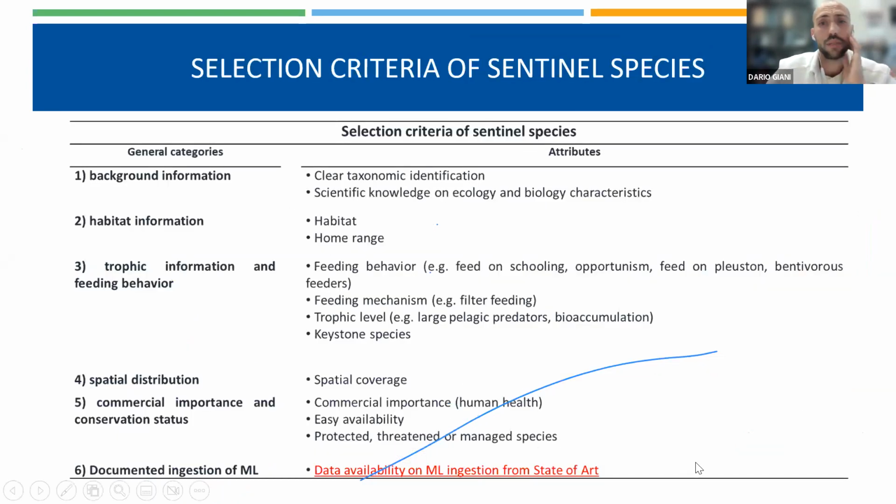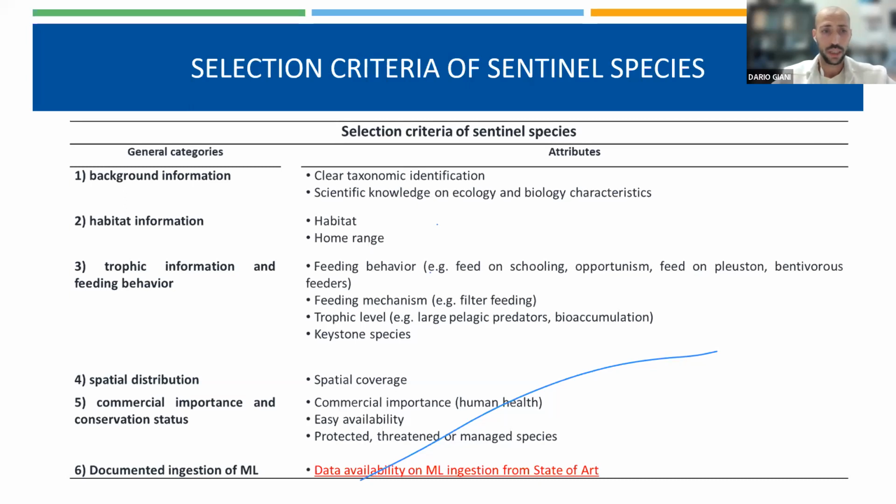So here we can see the selection criteria for the selection of sentinel species. We can start from the background information of the animal: clear taxonomic identification and scientific knowledge on the ecology and biological characteristics of the species. Then we move to the specific habitat information, so the habitat and the home range of each species, and the trophic information and feeding behavior of the animal: opportunistic feeding, filter feeding, pelagic predator, and the different trophic levels of the animal.